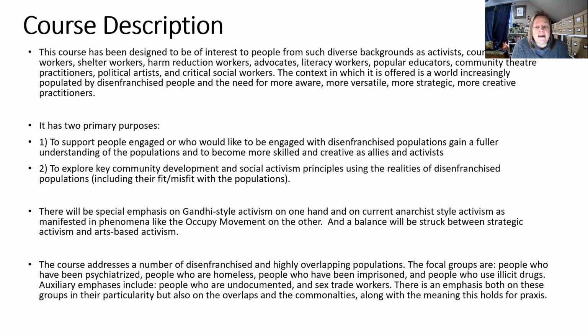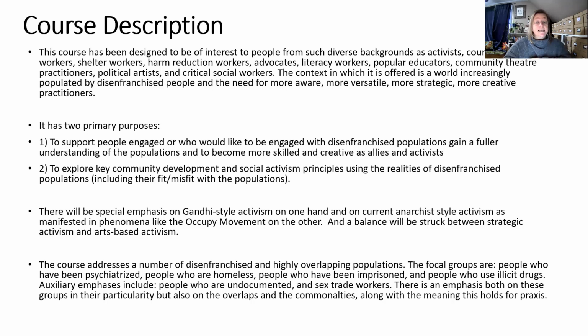The course has two primary purposes: to support people engaged or who would like to be engaged with disenfranchised populations to gain a fuller understanding of the populations and to become more skilled and creative as allies and activists, and to explore key community development and social activism principles using the realities of disenfranchised populations, including their fit or misfit with the populations. There'll be a special emphasis on Gandhi-style activism on one hand, and on current anarchist-style activism as manifested in phenomena like the Occupy movement on the other. And a balance will be struck between strategic activism and arts-based activism.